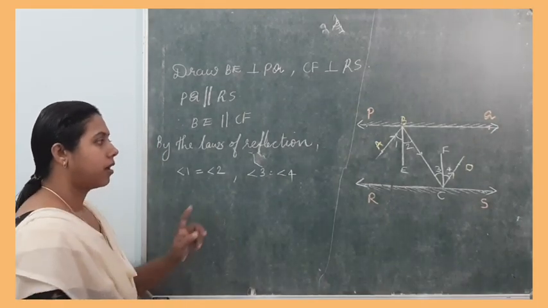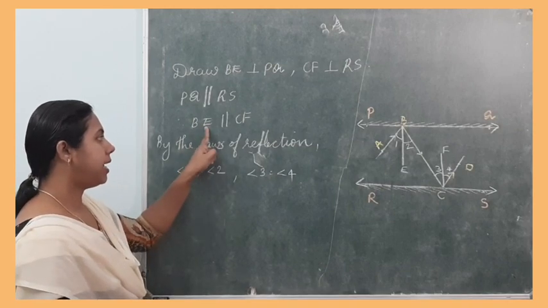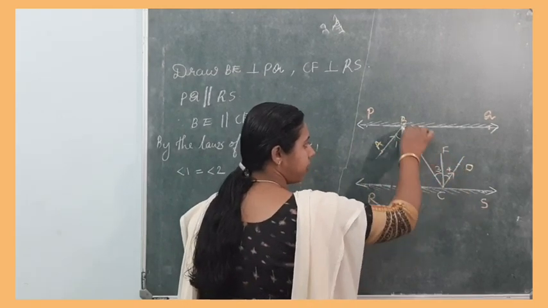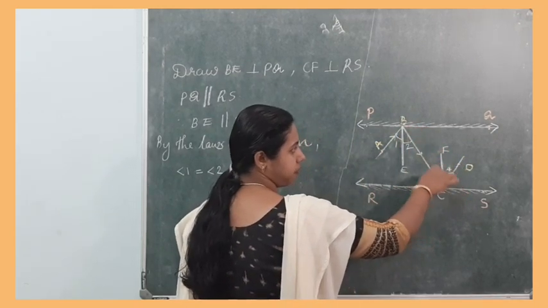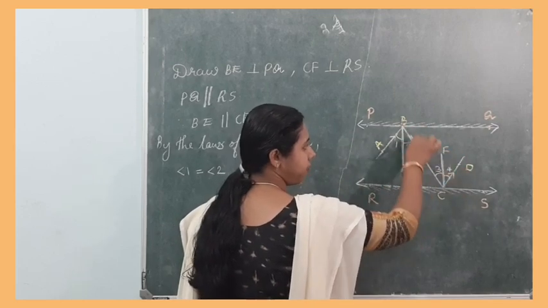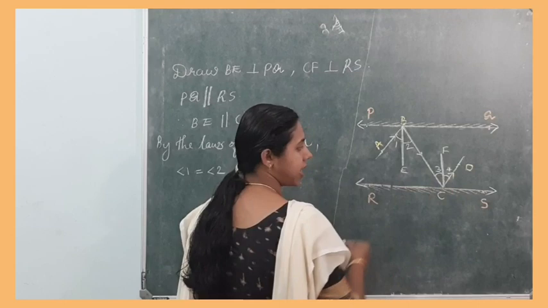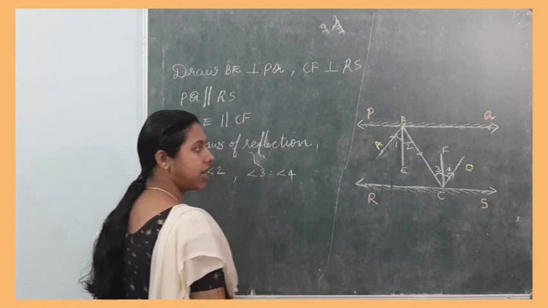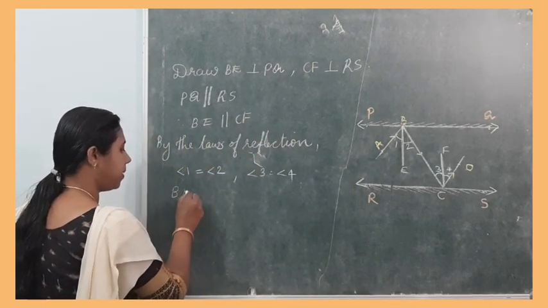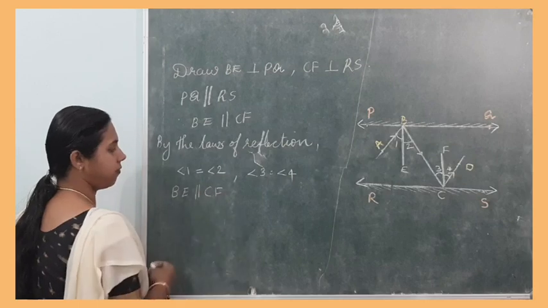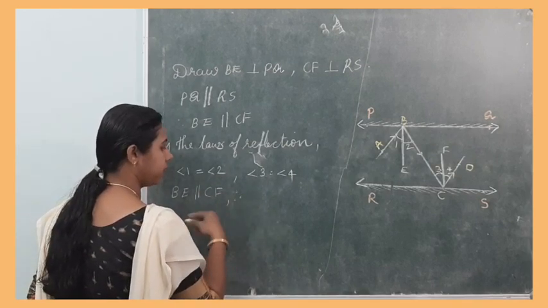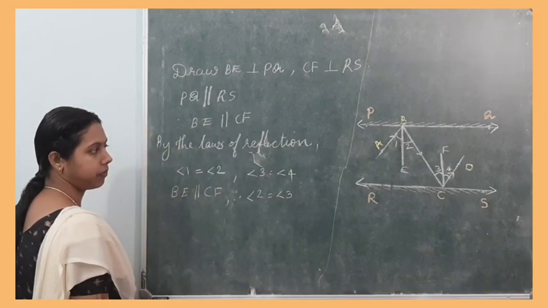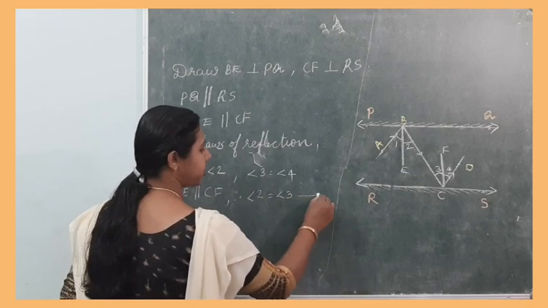Now, we know that BE is parallel to CF, therefore BC is a transversal. So these two angles are alternate interior angles. They are equal. So we can write, BE parallel to CF, therefore angle 2 equals angle 3. That you can give as equation 1.